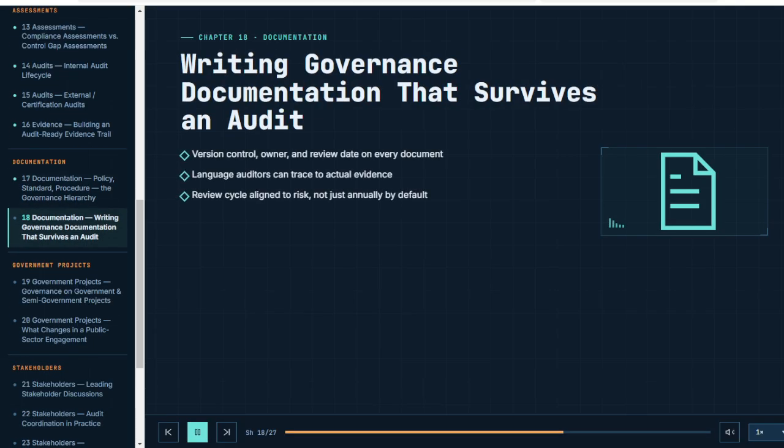Documentation that survives an audit has version control, a named owner, and a review date on every page. Its language traces cleanly to real evidence, and its review cycle is set by risk, not just defaulted to once a year. In summary, version control, owner, and review date on every document. Language auditors can trace to actual evidence, review cycle aligned to risk, not just annually by default.